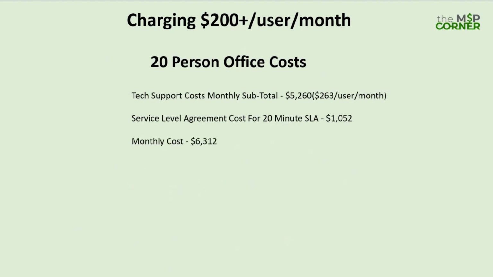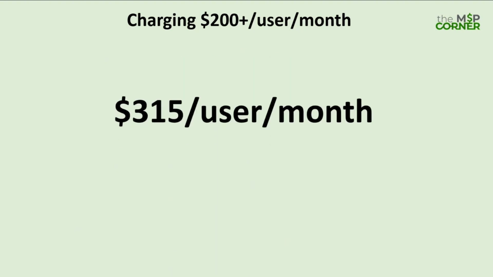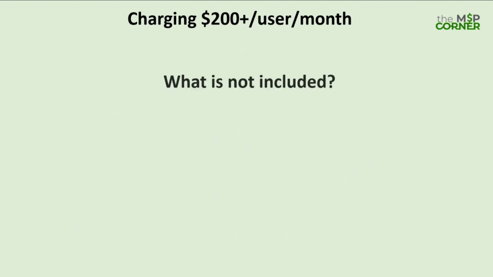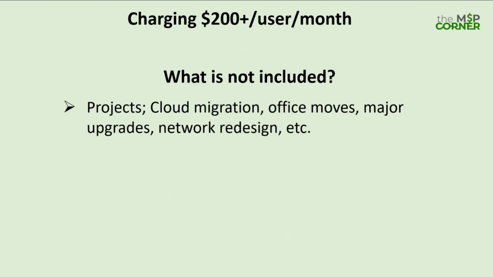Now, what does the monthly cost come to for a 20-person office? For all of those products? Yeah, $6,312. What does that end up being per user? $315 a user per month. Now, this is where we're going to peel back the onion. What is not included? Projects.